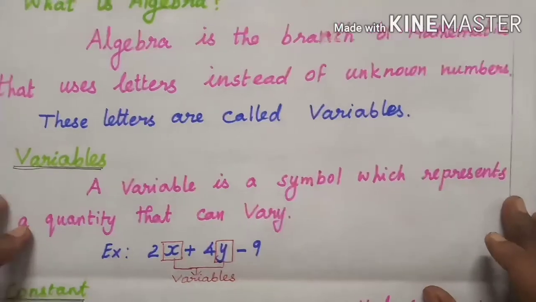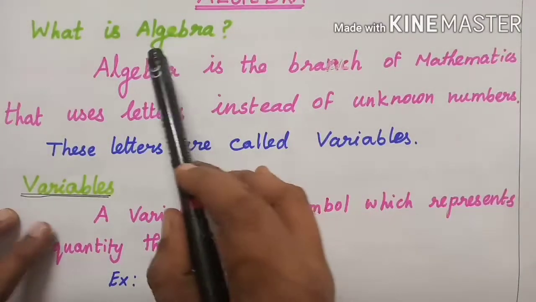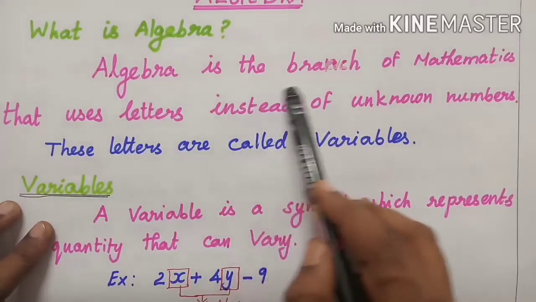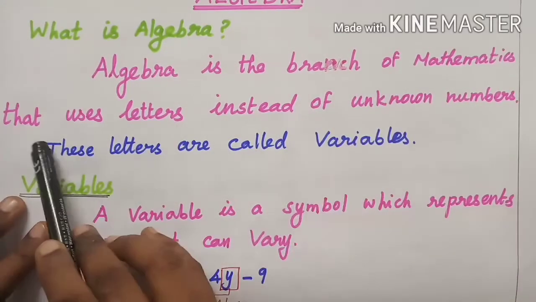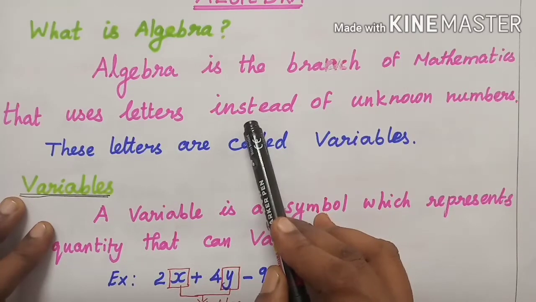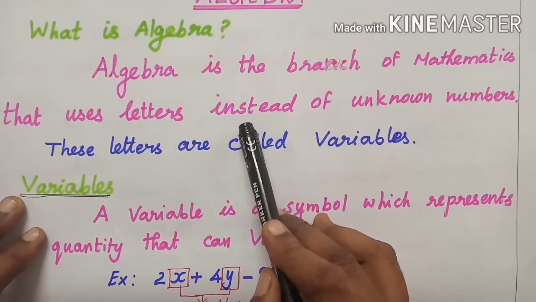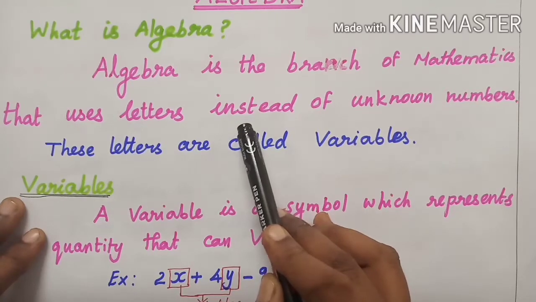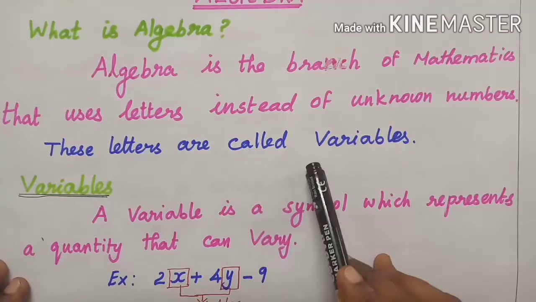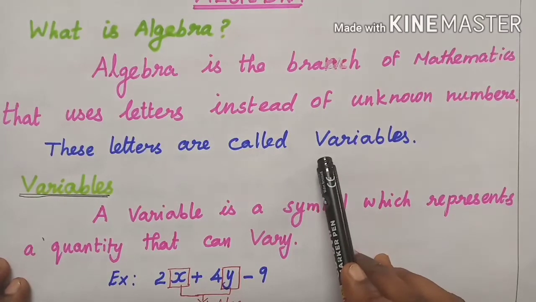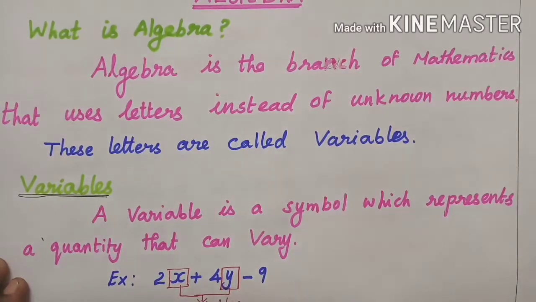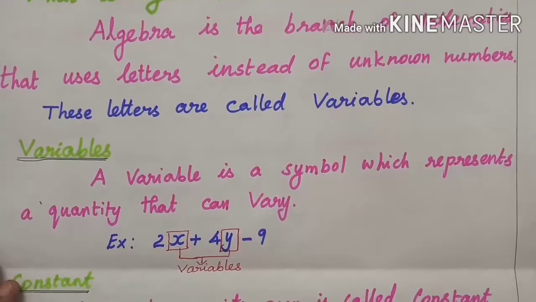First, I will go with the definition of algebra. What is algebra? Algebra is the branch of mathematics that uses letters instead of unknown numbers. These letters are called variables. Already you know what is variable and constant, we learned about that in 6th standard, isn't it? Now again we are going to recall those terms, right?